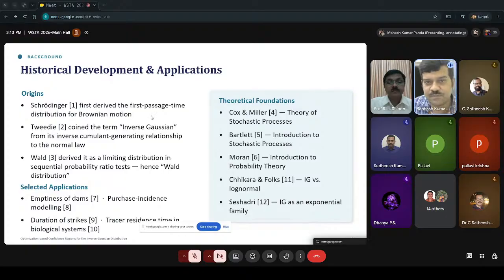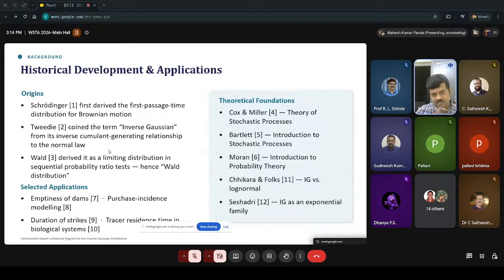So what is the historical development and application? Schrodinger first derived the first passage time distribution for Brownian motion. Subsequently, Tweedie defined the term inverse Gaussian, from the relationship between the inverse cumulant generating function and that of the normal. Abraham Wald derived it as a limiting distribution in the SPRT; that is nothing but the Wald distribution. This distribution has been used for the emptiness of dams, purchase incidence modeling, duration of strikes, and tracer residence time in biological systems.